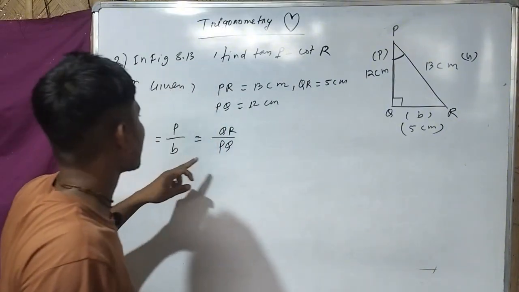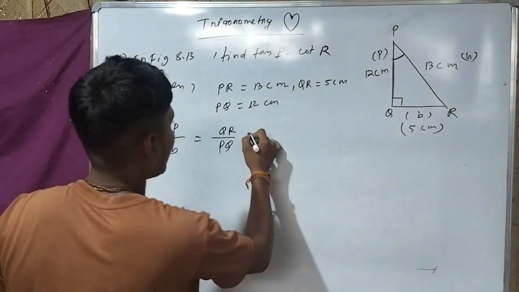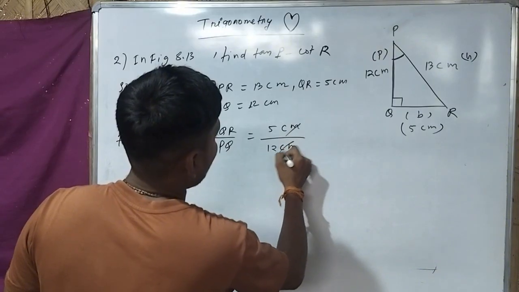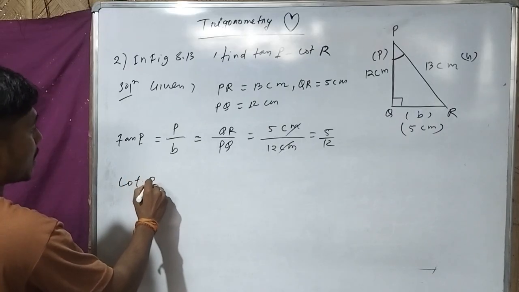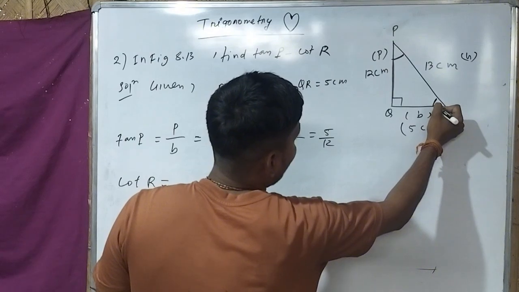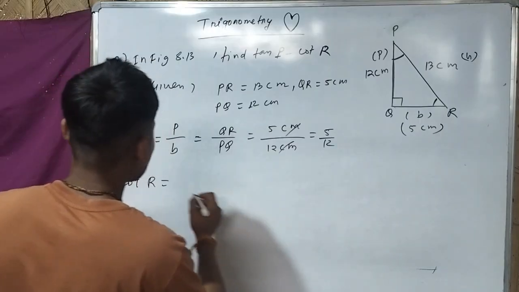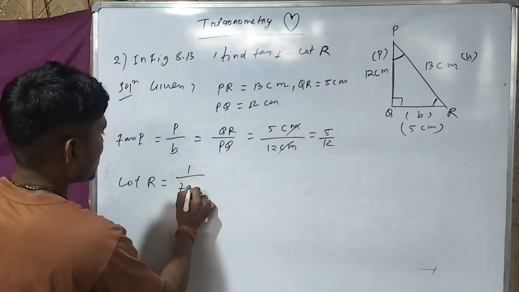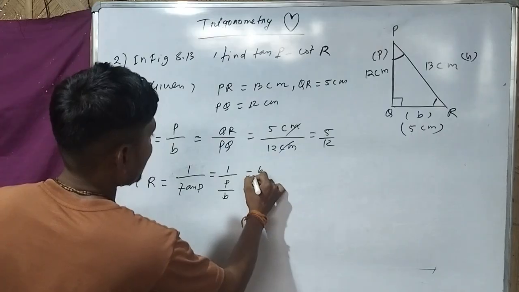So tan P means perpendicular by base, that is QR by PQ. QR we get 5 centimeter and PQ is 12 centimeter. That means 5 by 12. Now cot R. If you take this angle R, the side opposite to this will be the perpendicular. Cot R means reciprocal of tan. Tan is perpendicular by base, that is P by B, so its reciprocal is B by P.